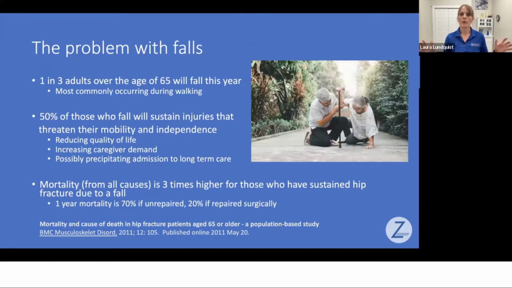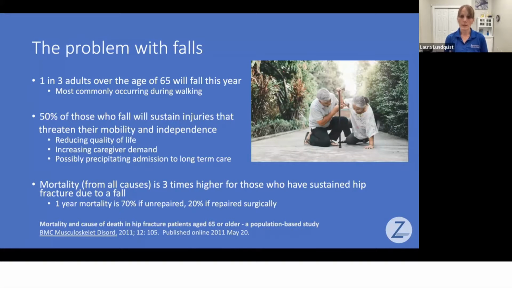So the problem with falls: 1 in 3 adults over the age of 65 will fall this year. And that is basically a worldwide statistic. So it's true in Canada, it's true in the US, and it is true around the globe. And 50% of those who fall will sustain injuries that threaten their mobility and independence.